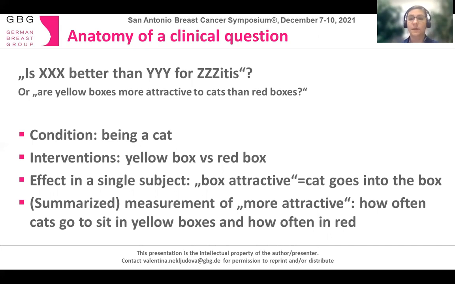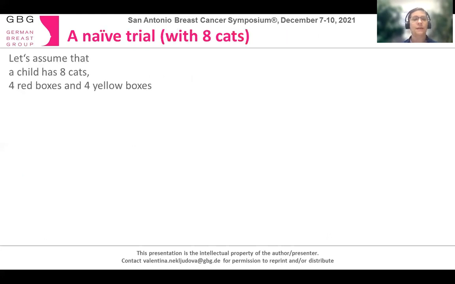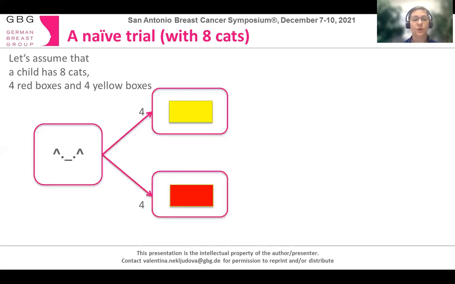Let's not invite them in yet and try to imagine how a child with no knowledge of statistics would design a trial about cats. So let's imagine that a kid has 8 cats, 4 red boxes, 4 yellow boxes. She has asked herself whether the color of the box matters and wants an immediate answer. What would she do? She could offer 4 yellow boxes to 4 of her cats, 4 red boxes to the other 4 cats, and then see and count what happens.